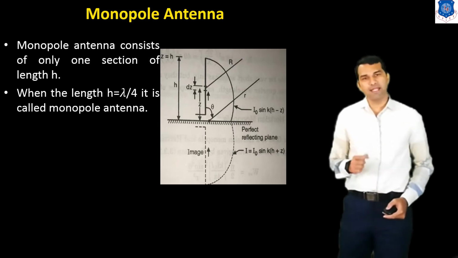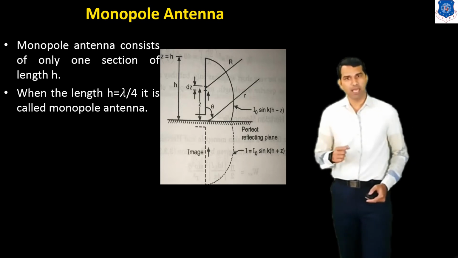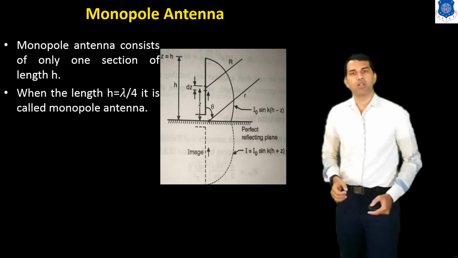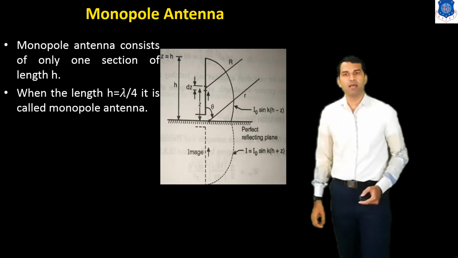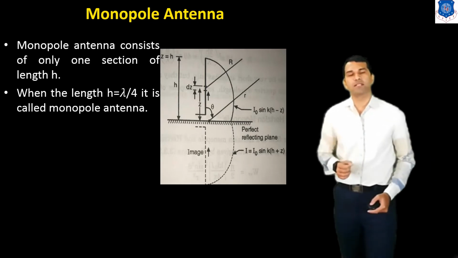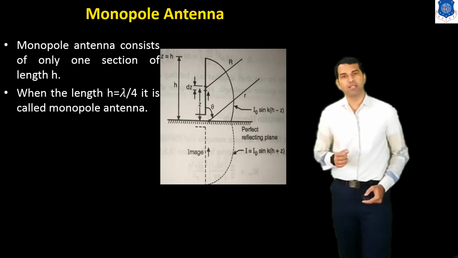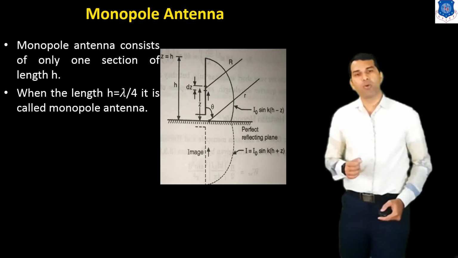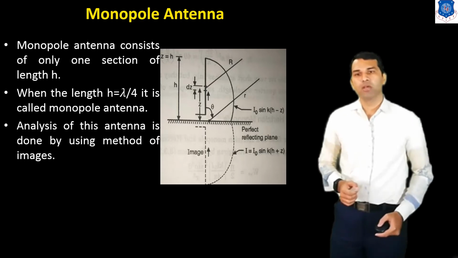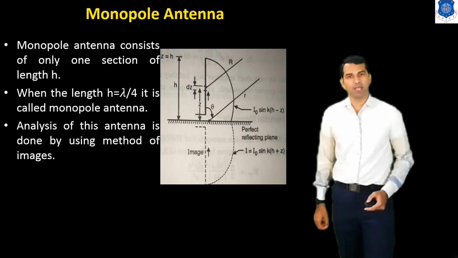When the length h is equal to lambda by 4, where lambda is the wavelength and h is the height of the antenna, or in other words the length of the antenna, it is called the monopole antenna. So in an antenna, if the length h is equal to lambda by 4, that antenna is known as the monopole antenna. Analysis of this antenna is done by using the method of images.